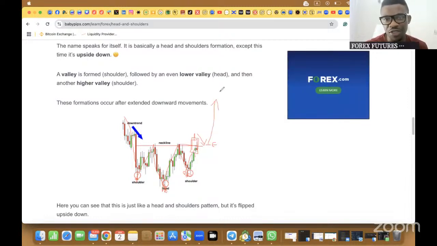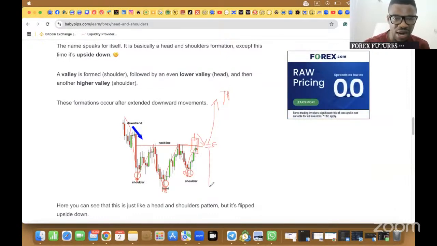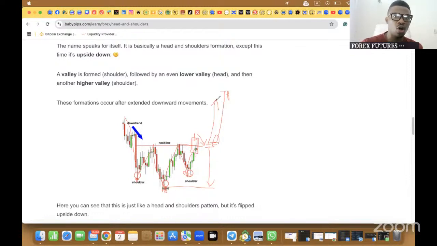The height of the TP where we are going is determined by the height from the neckline to the head. So we want to measure how many pips, what the distance is between the neckline and the head. That same distance is what we expect when the price picks up. That same distance should take us to the take profits.